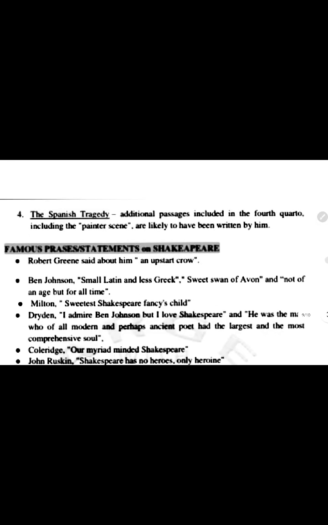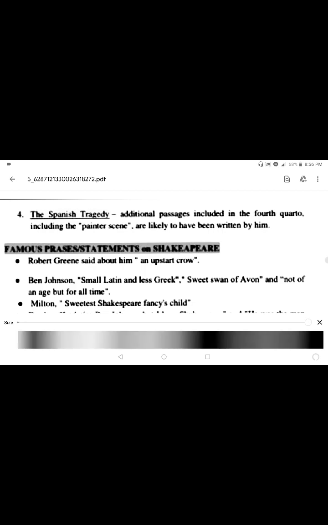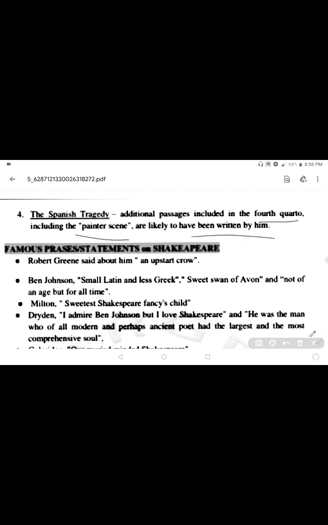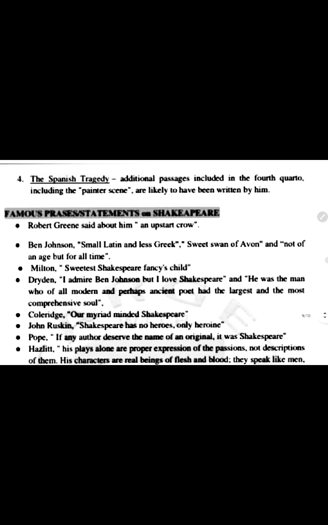Now, The Spanish Tragedy, a very important work. Additional passages included in the fourth quarto, including the painter's scene, are likely to have been written by him. Now, famous phrases and statements on Shakespeare.